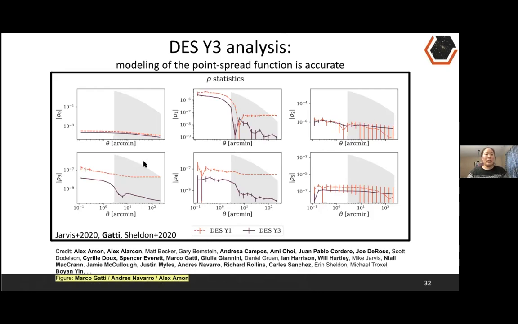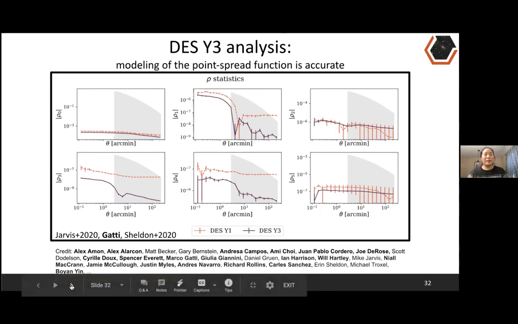And we can see in some of these cases, the Y3 version is much more accurate. So the amplitude is much, much smaller. So that's a really good sign.